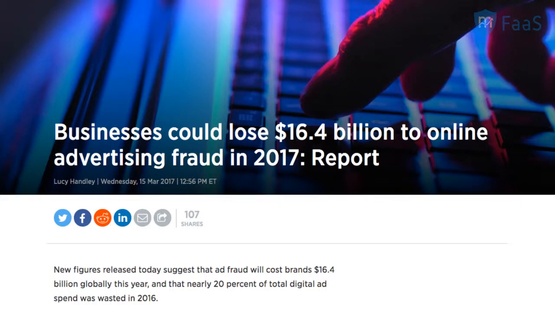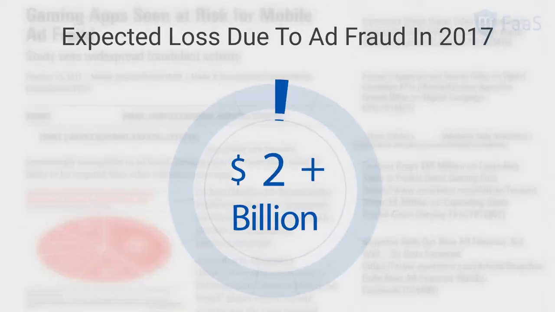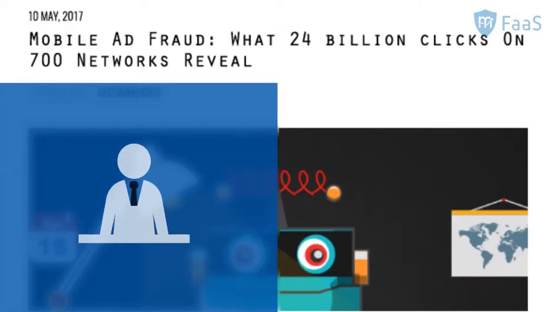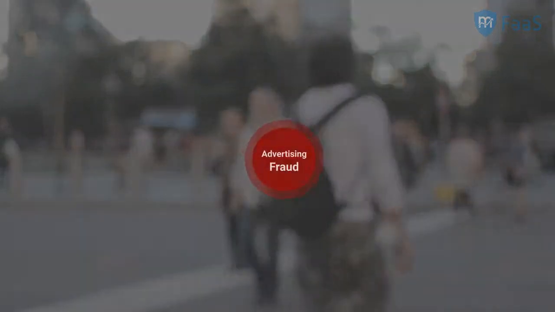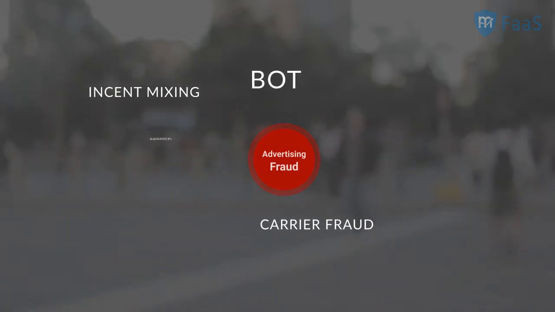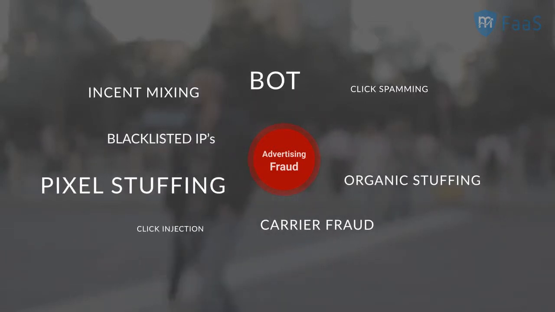Mobile advertising fraud is a growing menace in the industry. According to a study, advertisers are expected to lose more than $16 billion in 2017 due to advertising fraud. This creates a big black hole in the advertising industry and hurts not only the advertisers, but also a lot of honest publishers. The issue is, every time the word ad fraud comes up, a plethora of new items arise, be it in-cent mixing, bot, carrier fraud, blacklisted IPs, organic stuffing, click spamming, click injection, pixel stuffing, ad stacking, etc.